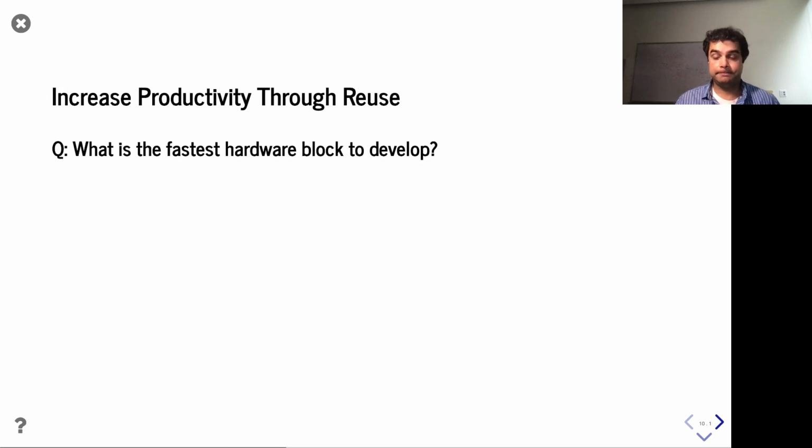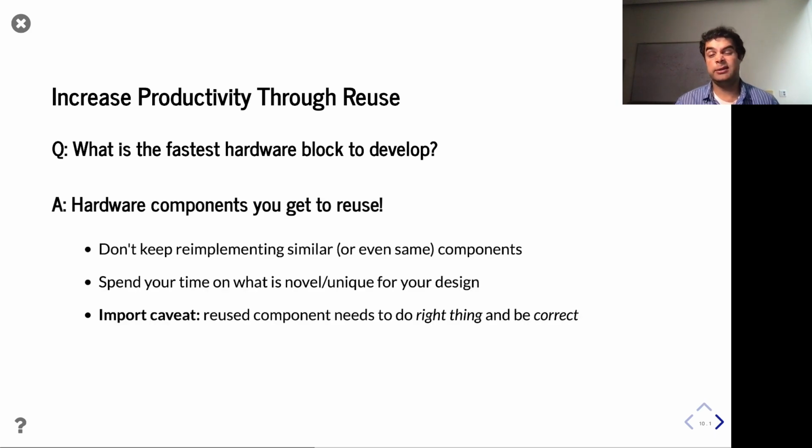Cool. Okay. So the question is, you might wonder, we talked so much about improving productivity and reducing design effort. When it comes time to actually build a hardware block, what is the fastest way to build it? Well, that's going to be a hardware block that you don't have to write, right? If you have something you need in your hardware design and it turns out that someone else already has that and you get to reuse it, that can be really impressive, right?